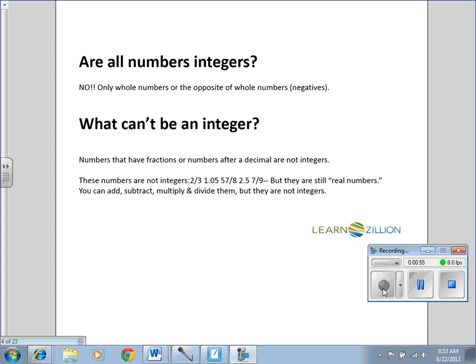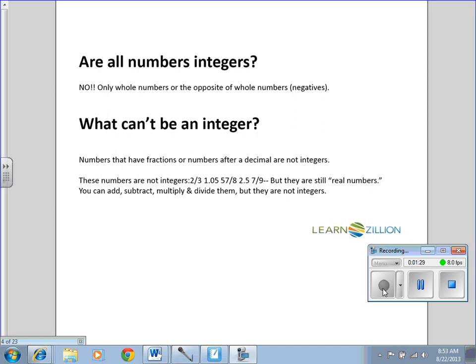Are all numbers integers? No. Only whole numbers or the opposite of whole numbers, negatives, can be integers. What can't be an integer? Numbers that have fractions or numbers after a decimal are not integers. These numbers are not integers: 2/3, 1 5/100, 5 7/8, 2 5/10, 7/9. They are real numbers, but they are not integers.